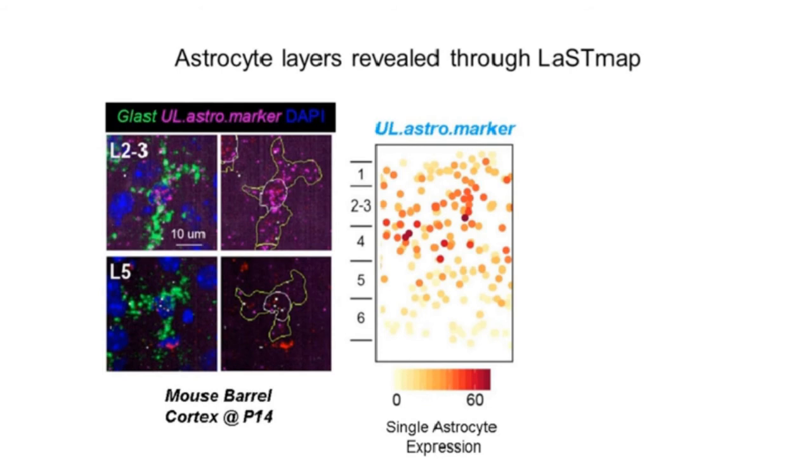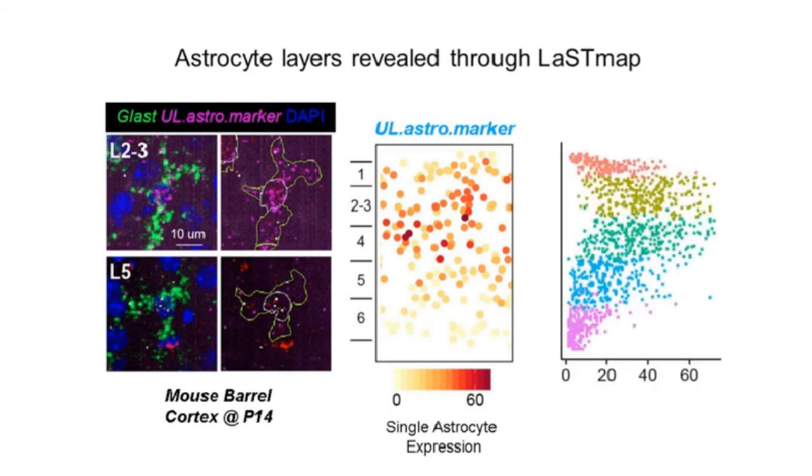Now what you see on the right is a single astrocyte level map of a slice of the somatosensory cortex, where astrocytes are colored according to the expression of our upper layer astrocyte marker. And indeed, you can see this broad gene expression pattern that spans multiple neuronal layers with enrichment in the superficial part of the cortex. We can illustrate this data in a couple of different ways, such as this single astrocyte gene expression plot that is colored according to different neuronal layer positions.